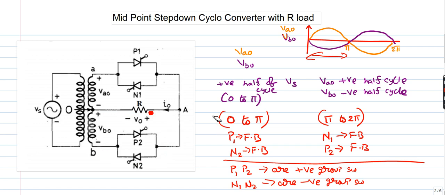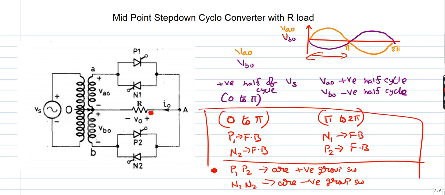So if you understand these 2 points, the analysis of cycloconverter is over. The first point is simple. So during positive half cycle of the source voltage, P1 and N2 will be in forward blocking mode. During negative half cycle of the supply voltage, N1 and P2 will be in forward blocking mode. We can give triggering pulses for these switches.